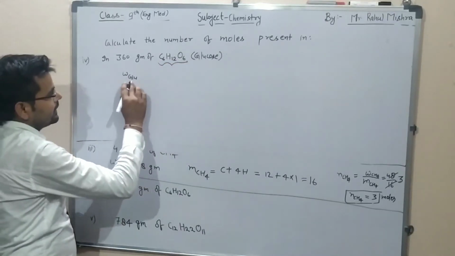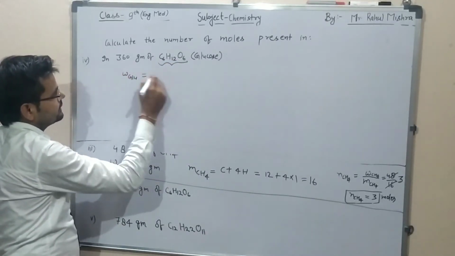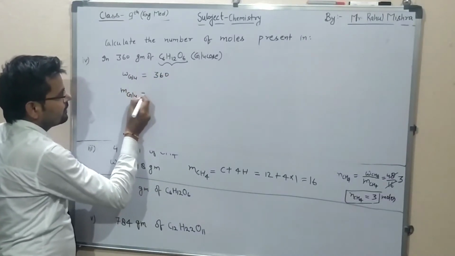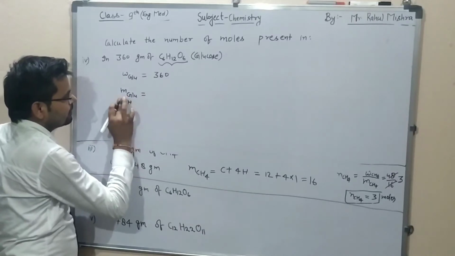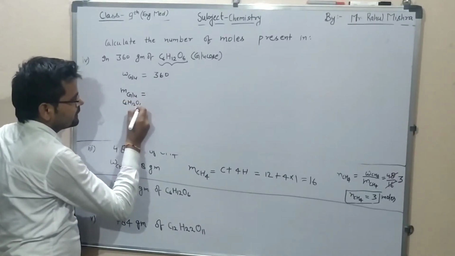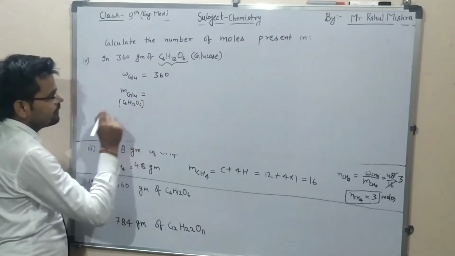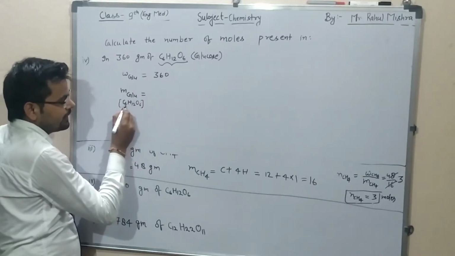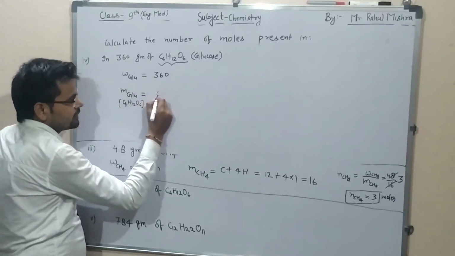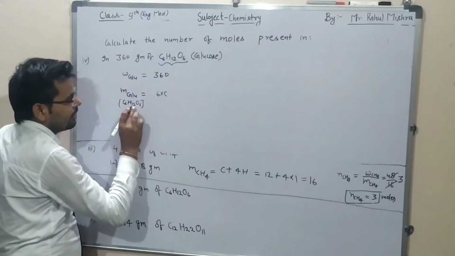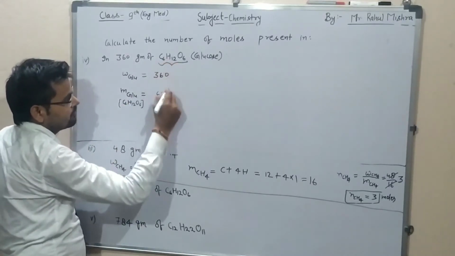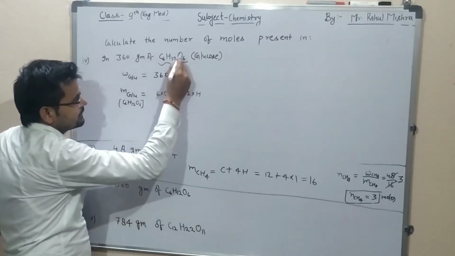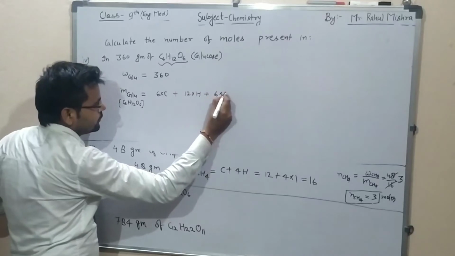So listen, W of glucose, the given mass of glucose, it is 360. Molecular mass of glucose: glucose means C6H12O6. This is the formula of glucose. So we can calculate the molecular mass. How many carbons are there? 6, so 6 into carbon. How many hydrogens are there? 12, plus 12 into hydrogen. How many oxygens are there? 6, plus 6 into oxygen.